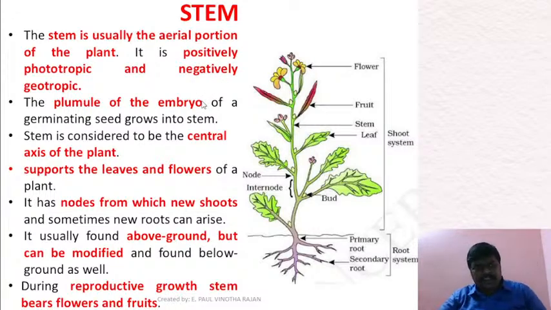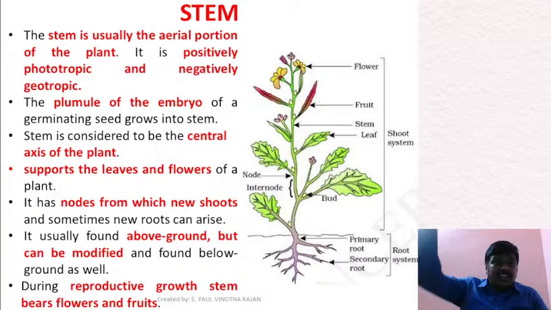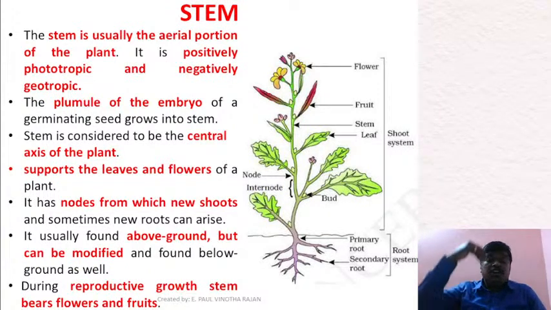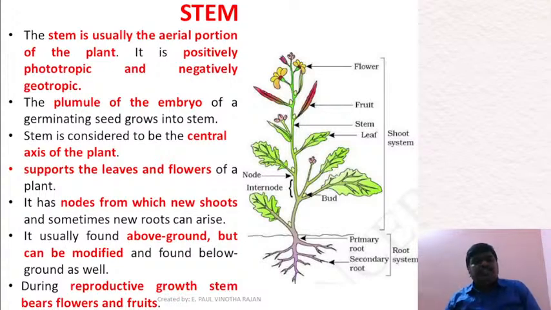So I've explained two points here. One is positively phototropic, which means it grows towards the light. Next is negatively geotropic, which means it grows against gravity. And the stem forms from the plumule of the embryo. What do you mean by plumule? I'll write it here on the board. Just copy it, children.